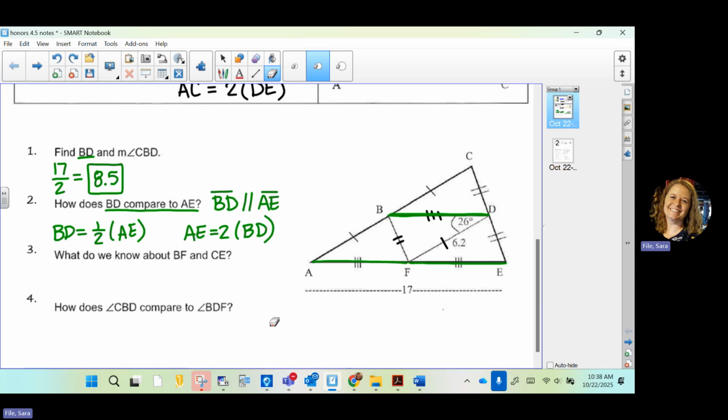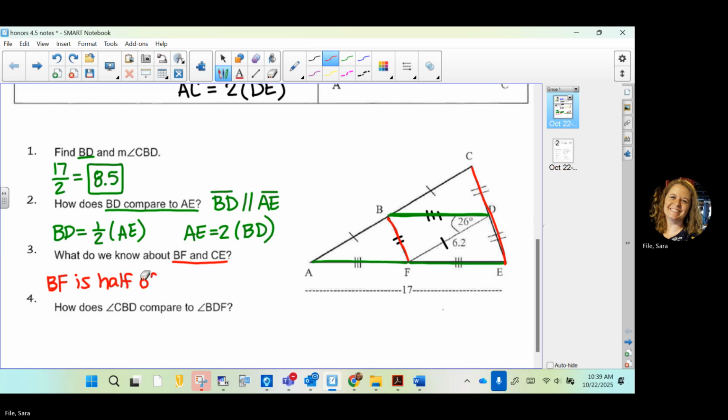What do we know about BF and CE? So BF here and CE is here. So what do we know about BF and CE? So what could I say? Good. So this one I wrote in words instead of an equation. What else could I say?